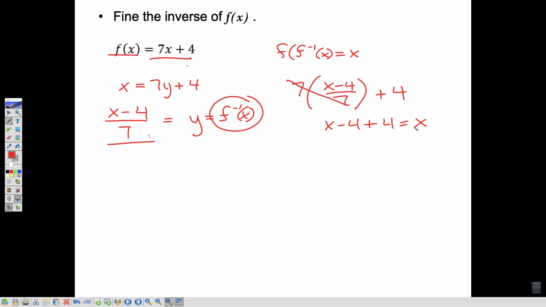Bam. Okay, we did one way, now we gotta do the other way. You do it. F inverse. No, on your paper.